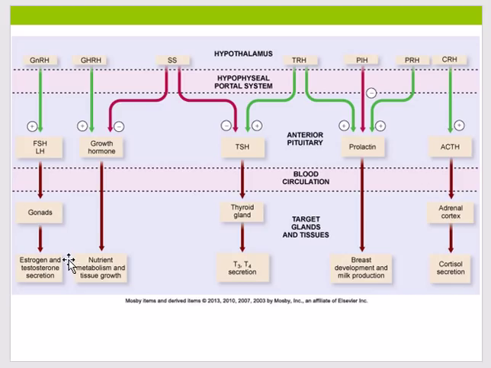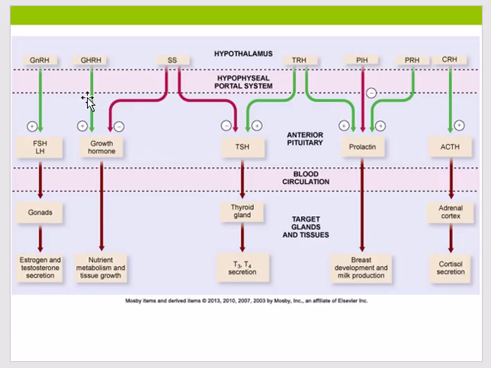Depending on the hormone, it's either going to stimulate another gland, as you can see here, or it's going to go right to its end tissue. And of course, if it's stimulating another gland, like this one, and this one, we know that they are considered tropic hormones, right? One gland secreting a hormone to stimulate another gland.